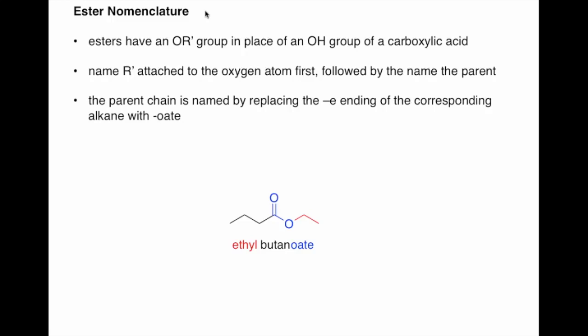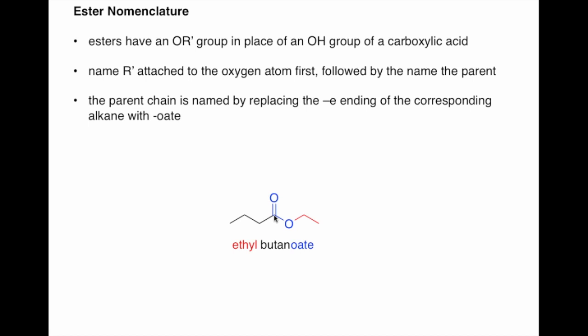This video covers the nomenclature of esters. The material can also be found in section 17.1 of your textbook. Esters are functional groups that have an OR group attached to a carbonyl carbon.